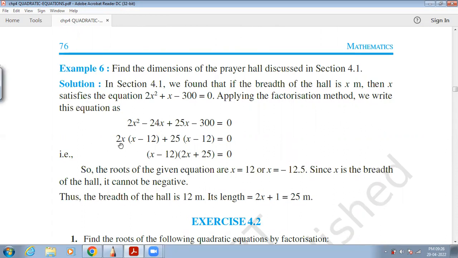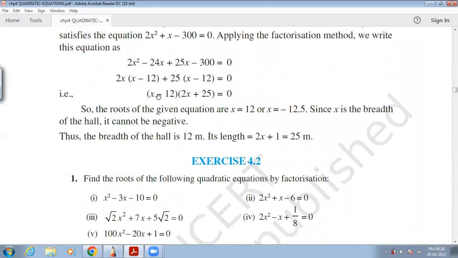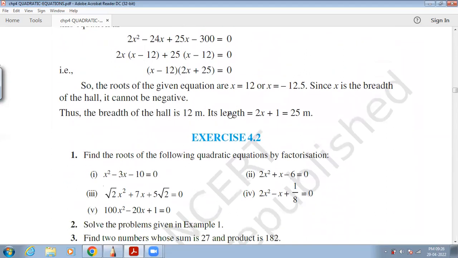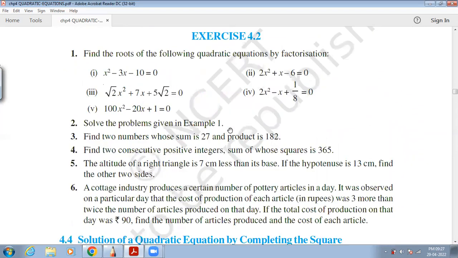Now see, I'm just giving a quick walkthrough. See, the factorization is x minus 12 into 2x plus 25. Now, if you put both equal to 0, you're going to get these two solutions, x equals to 12 and x equals to minus 12.5. Since dimension of a hall cannot be negative, therefore x has to be 12. So based on that 12, you will convert your answer. So thus the breadth of the hall is 12 and its length is 2x plus 1, which is 25. That's how you find the answers.